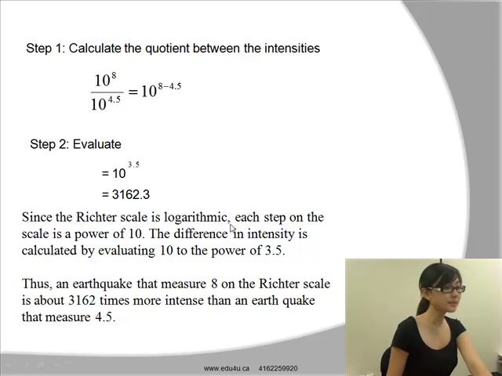3,162.3. Since the Richter scale is logarithmic, each step on the scale is a power of 10. The difference in intensity is calculated by evaluating 10 to the power of 3.5. Thus, an earthquake that measures 8 on the Richter scale is about 3,162 times more intense than the earthquake that measures 4.5.